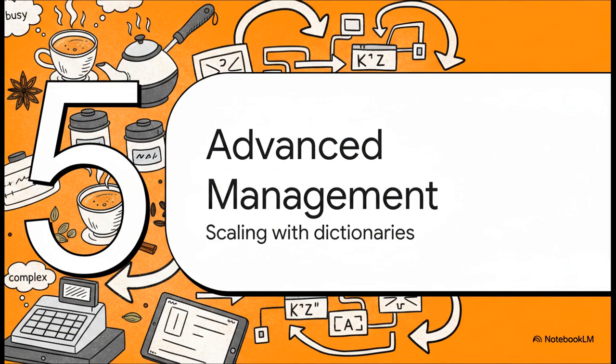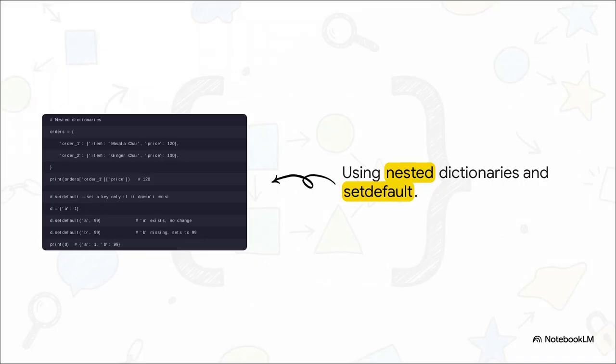Section 5, Advanced Order Management. So how do dictionaries scale when our cha shop gets incredibly busy with complex orders? To track multiple complex structures, we use nested dictionaries. Our orders dictionary contains keys like order 1, and the value for that key is an entirely separate dictionary containing the item masala chai and a price of 120. To pull the exact price from order 1, we just chain our brackets.